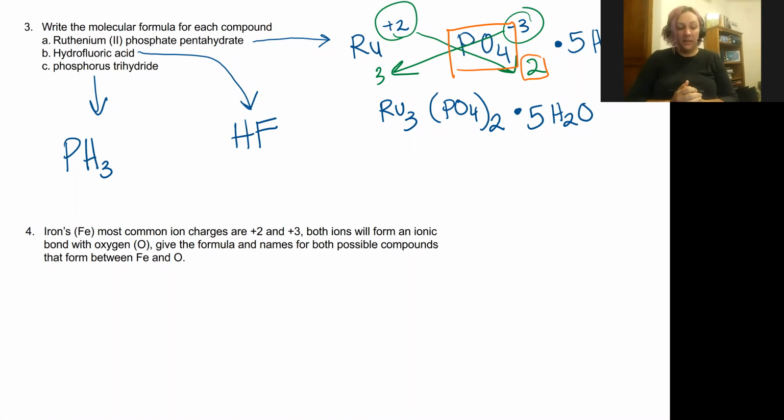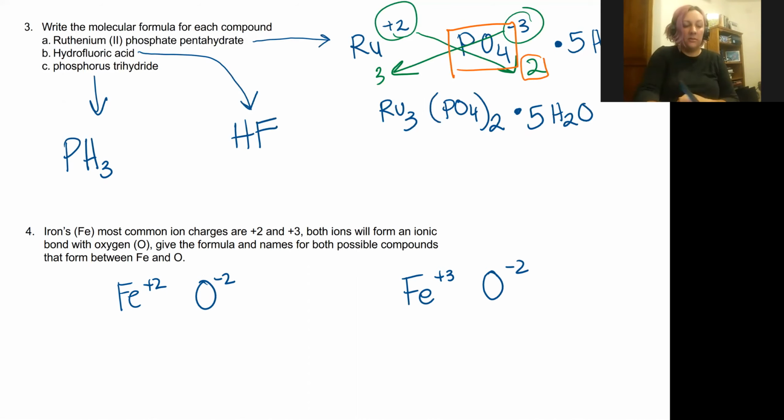Let's do our last problem. We're looking at iron. It has charges of +2 and +3 commonly. It can also have other ones too, like +1 and +4. And these both will form an ionic compound with oxygen. And so if I just named them, they would both be iron oxide if I didn't indicate the charge on the iron. And so the question is, name both possible compounds and give the formula. So let's take an iron with a +2 charge, and our oxygen will always have a -2 charge. And then we'll do the same thing for an iron with a +3 charge, bonding to an oxygen with a -2 charge.